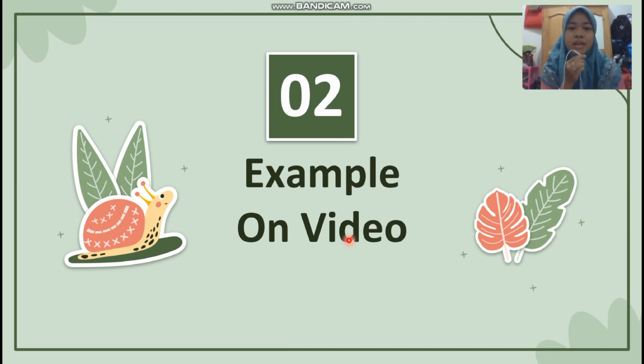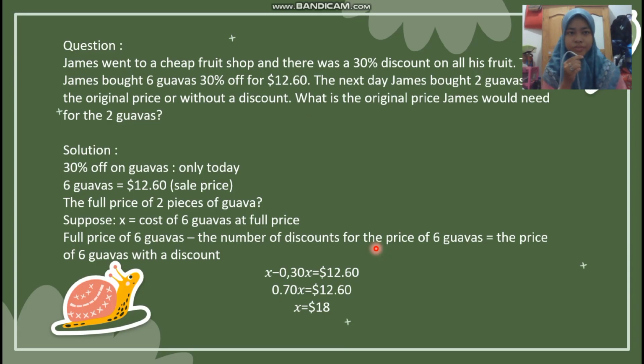And the second, I will explain about the example in the video. The question: James went to a cheap fruit shop and there was a 30% discount on all his fruit. Today, James bought 6 guavas, 30% off, for $12.60. The next day, James bought 2 guavas at the original price, without a discount. What is the original price James paid for the 2 guavas?